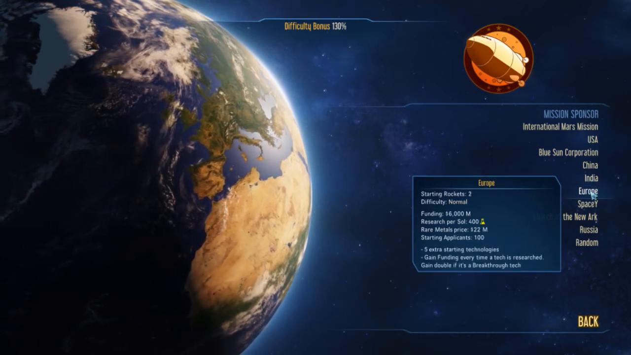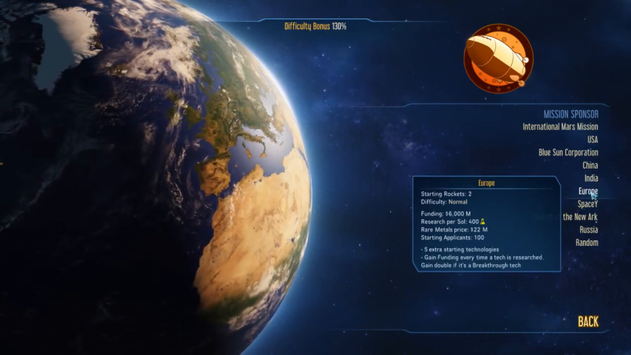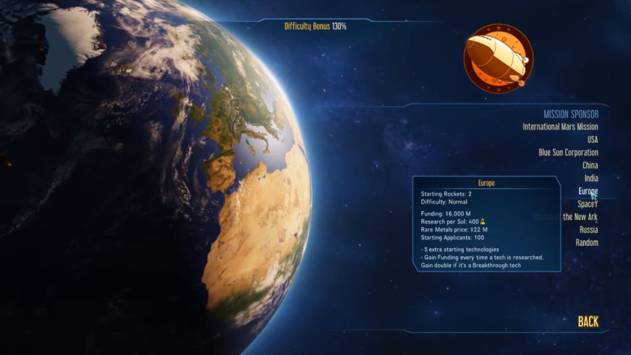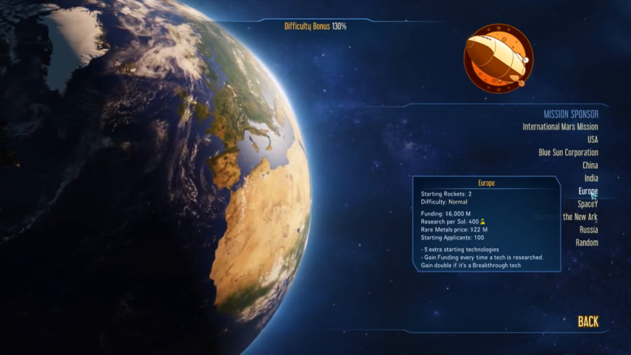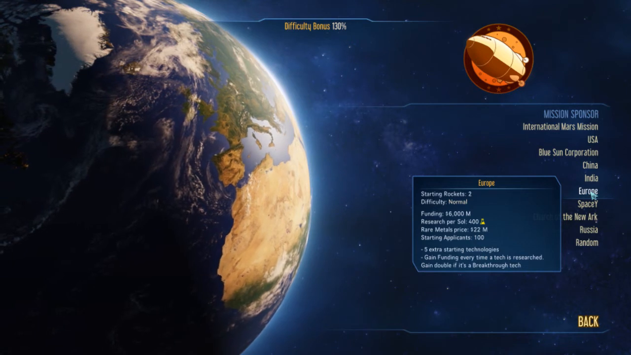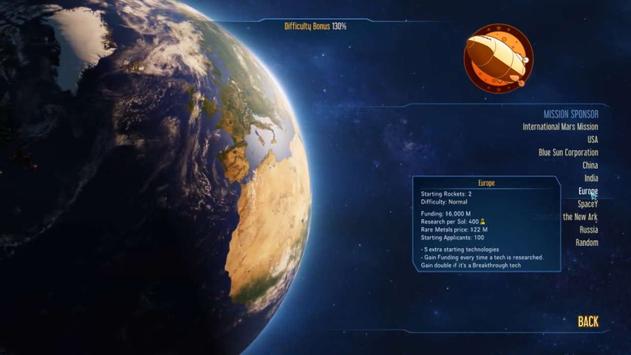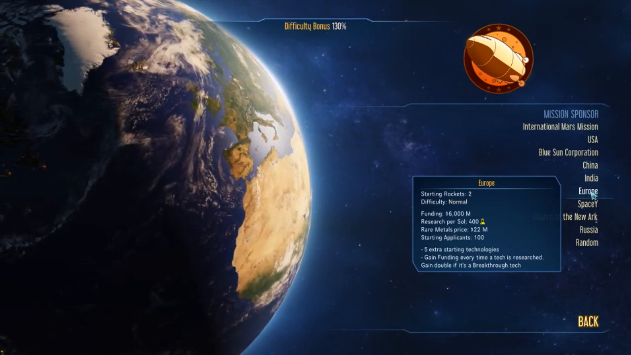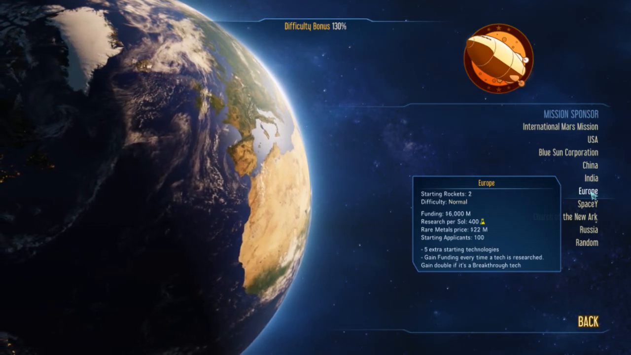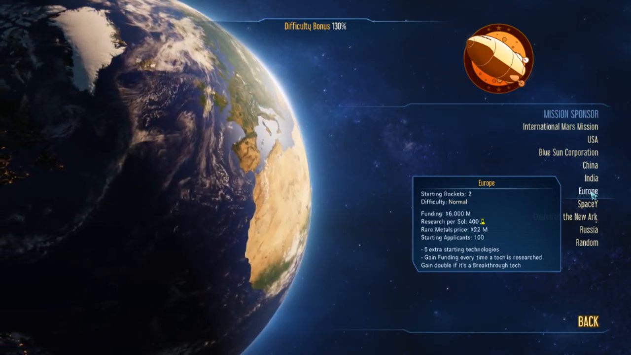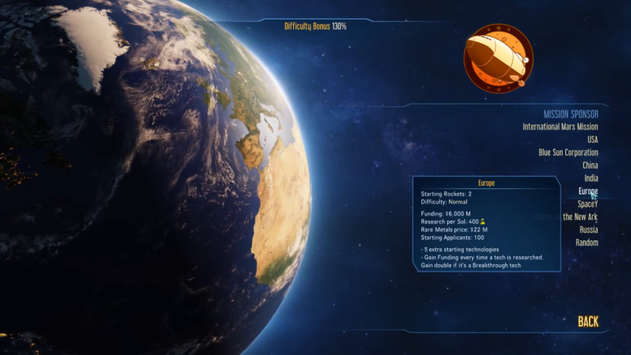Next up is Europe. Europe is the technology faction. They start off with two rockets there, 6 billion in funding, 400 research per soul, which is of course the highest in the game. Their rare metal price is quite low at 22 million per unit, and they only have 100 starting applicants. They start off with 5 extra technologies. Now, this doesn't mean that they start with those technologies researched. You still have to spend the time to research them.